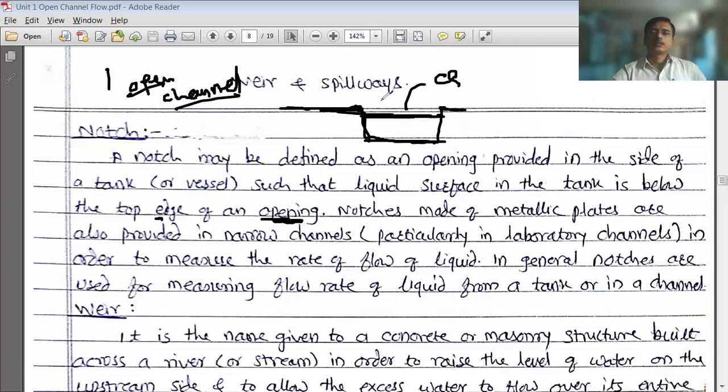Okay, this is also used for measurement of discharge, and orifices are also used for measurement of the discharge through the tank. Orifices are particularly used for the tanks. Notches can be used for tanks as well as for the open channels. Okay, and these notches are generally made up of metallic plate.